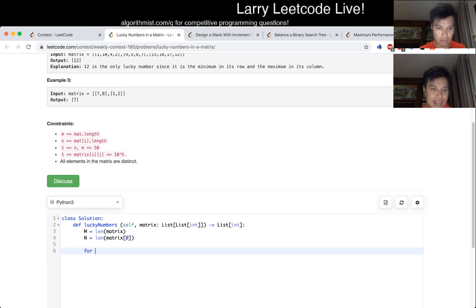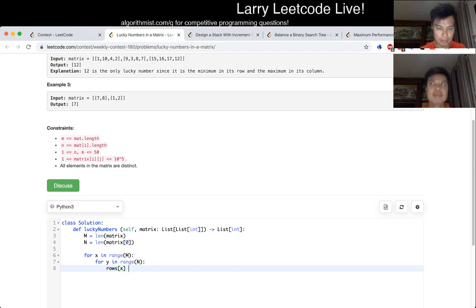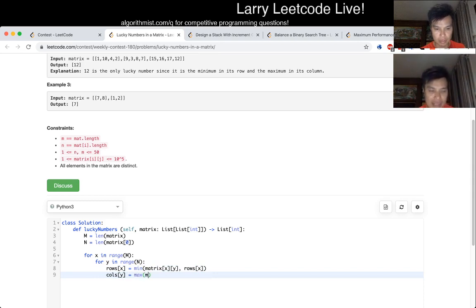But basically, I independently get the minimum, and this is true because all elements in the matrix are distinct. If a number is both the min of a row and the max of a column, I forget which way it is, and they are the same element, then yeah, we put it into an array, and that's pretty much it.